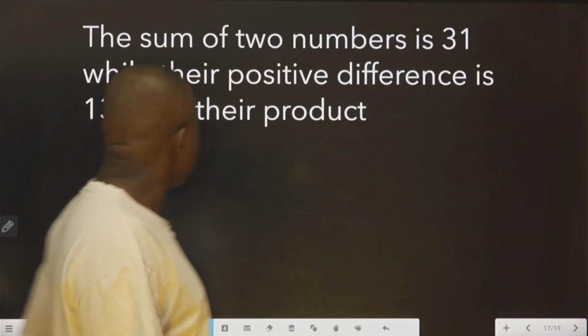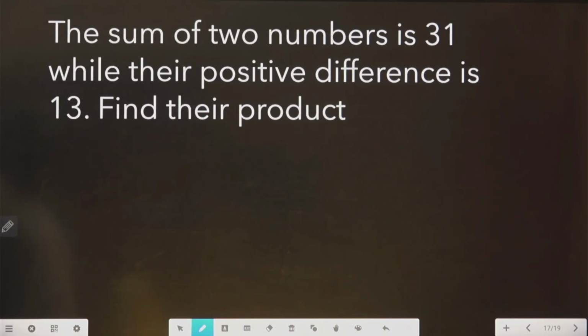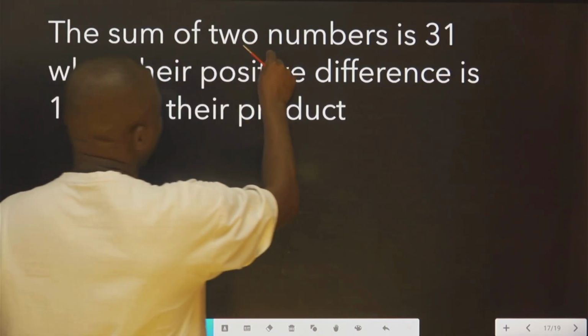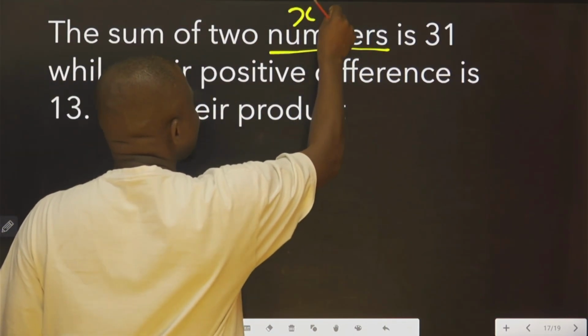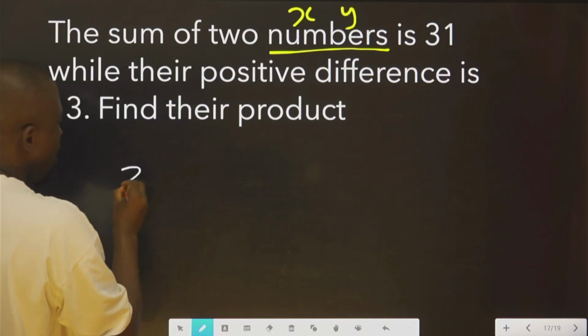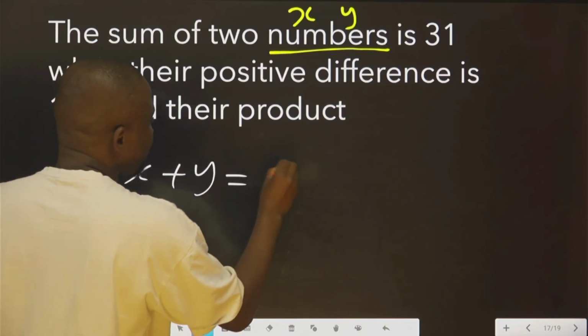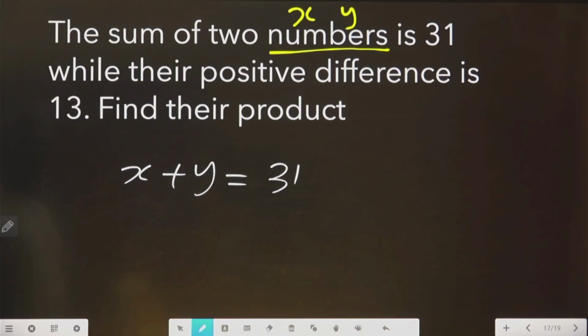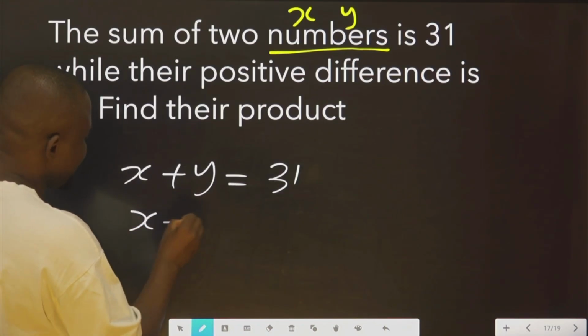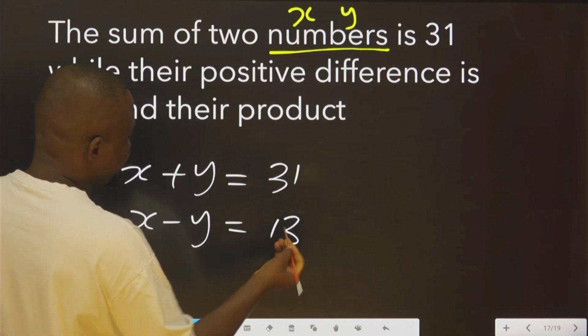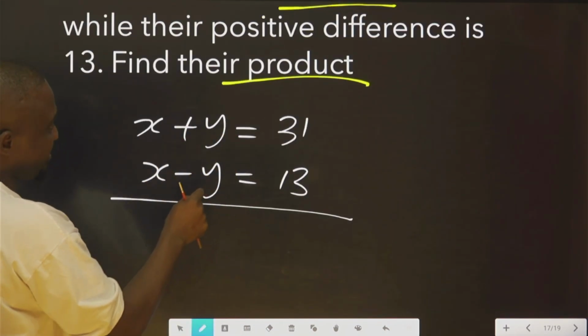Now let's look at word problems in simultaneous equation. So you can see in this place, the sum of two numbers is 31, while their positive difference is 13. Find their product. We don't know the two numbers. We are going to represent the numbers as x and y. So the sum of the two numbers equals 31, while their positive difference is 13, that is to say x minus y equals 13.